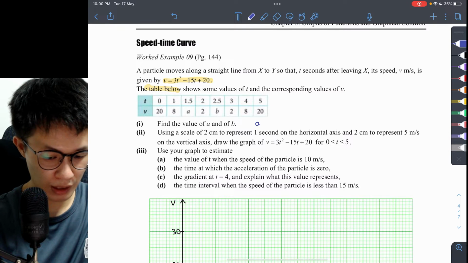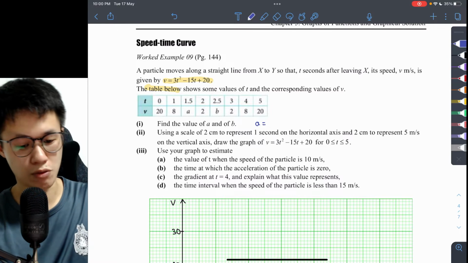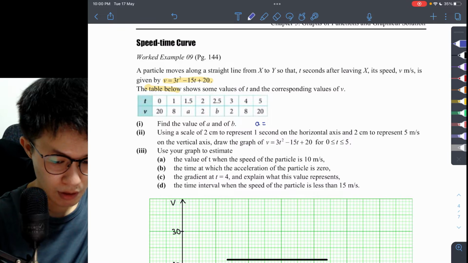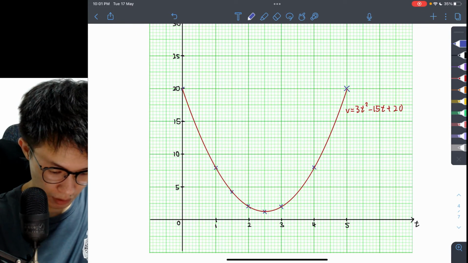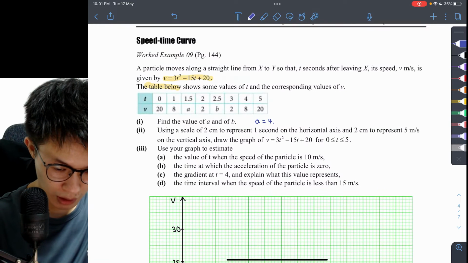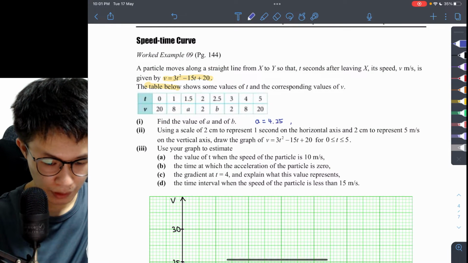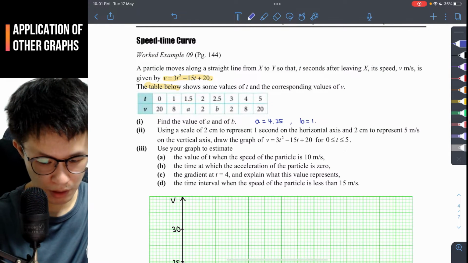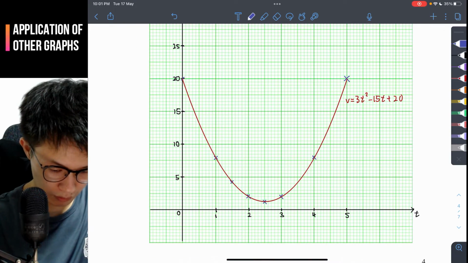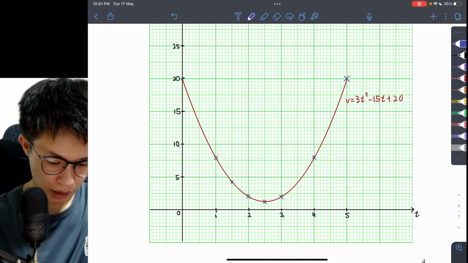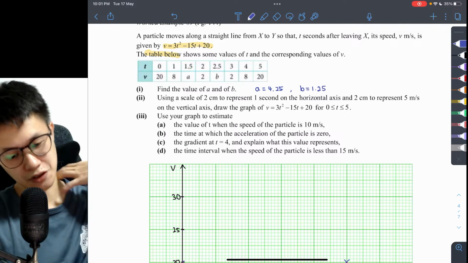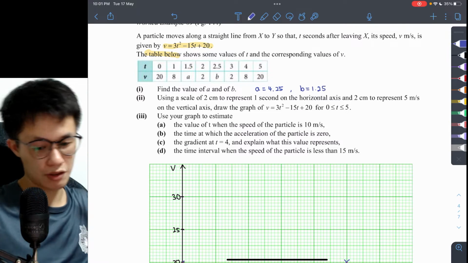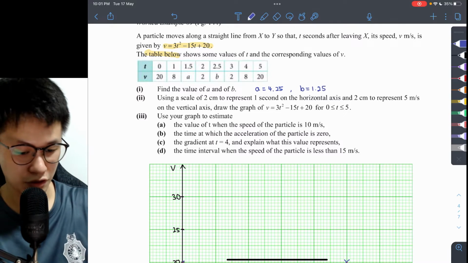To find a and b, you simply just use your calculator. Right here, if I'm not wrong from what I did previously, it should be a equals 4.25 and b, I think, is 1.25. Yeah, 1.25. So I did it already. And then for the second part, you just need to draw, which is pretty simple. So I've already drawn it here.